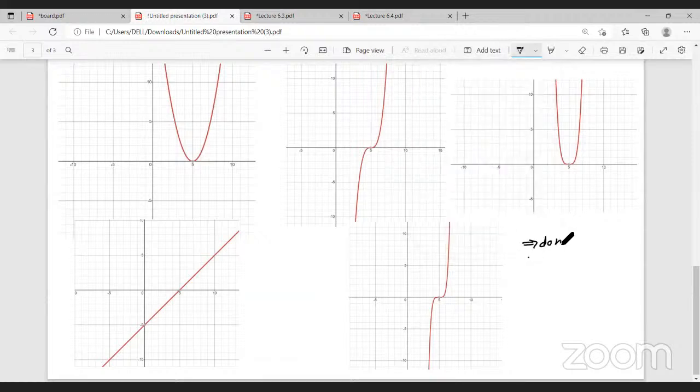Yeah, do not have any sharp corner. It must be smooth. The curve is smooth. There are no breaks. Yeah, continuous, a continuous curve.